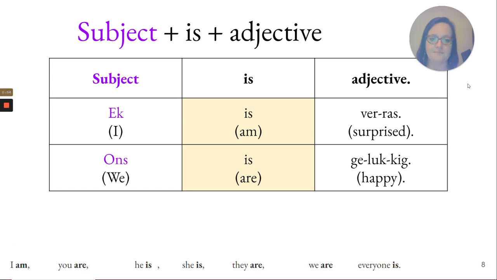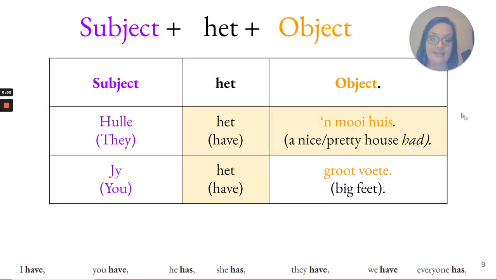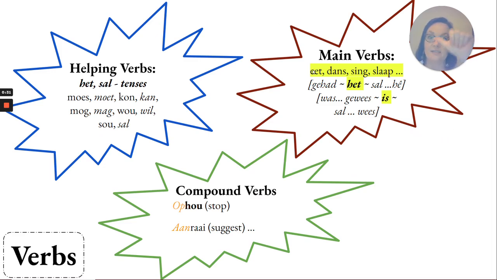Let's do het. Hulle het, jy het, once again a pronoun, a het, and then an object, when they have something. And note there is an article there, a or the, if it's a countable noun or uncountable noun. Don't worry about the details too much, but you can see when you have your different verbs, you can have a subject and a verb. And when you have the subject and an is, you have an adjective, a feeling connected to it. And if you have the subject and a het, you have a having something next to it.